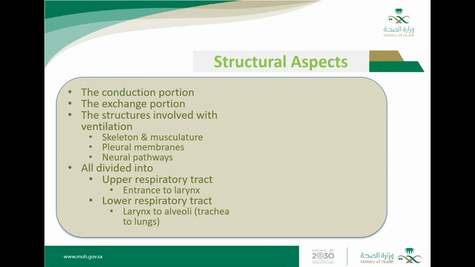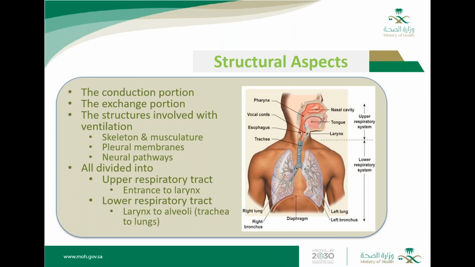The respiratory system is divided primarily into the upper respiratory tract, which is from the nose all the way to the entrance to the larynx. And then we have the lower respiratory tract, which is the larynx all the way to the alveoli, or to the lungs themselves. And here is a beautiful diagram that shows the division. If you look at the larynx and up, that's called upper respiratory. If you look at the larynx and at the bottom, all the way to the alveoli, then we call that the lower respiratory system.